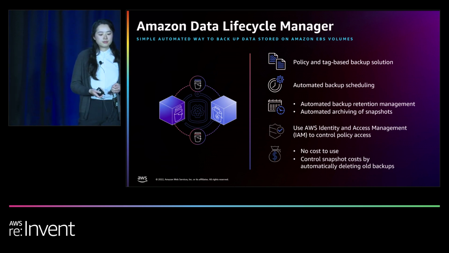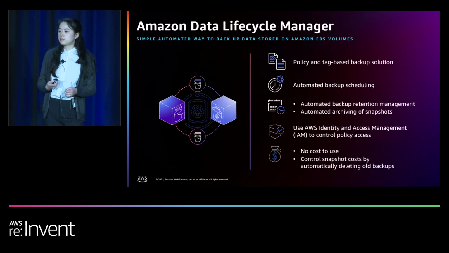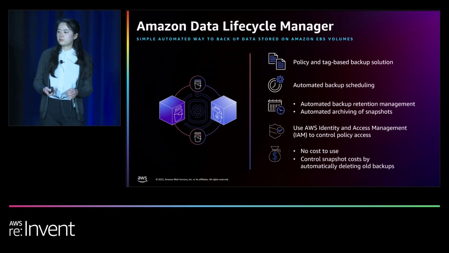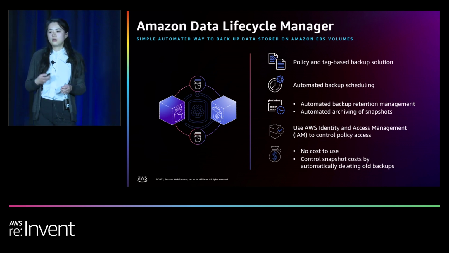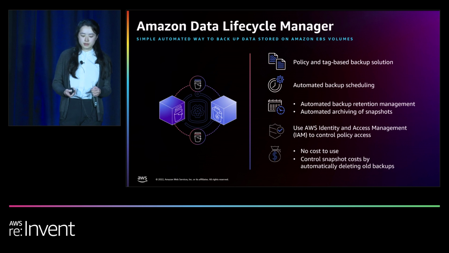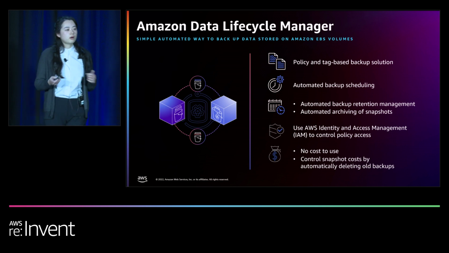So Amazon Data Lifecycle Manager is a tag-based backup solution, meaning that for volumes that you want to be implemented with a DLM policy, you can tag it. And in addition, it's policy-based, meaning that you can set up DLM policies to specify how frequently you want to take a snapshot, how long you want to retain the snapshot before deletion, or if you want to archive it in our archive tier, when you want to move this snapshot to the archive tier and for how long. So using DLM, you can completely automate the scheduled creation, retention, deletion, and archive of snapshots. And in addition, you can use IAM policies to control access to these DLM policies. And lastly, DLM is completely free to use for all of our customers.